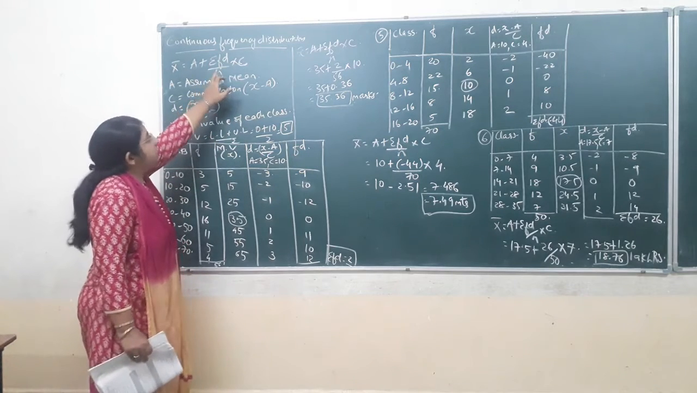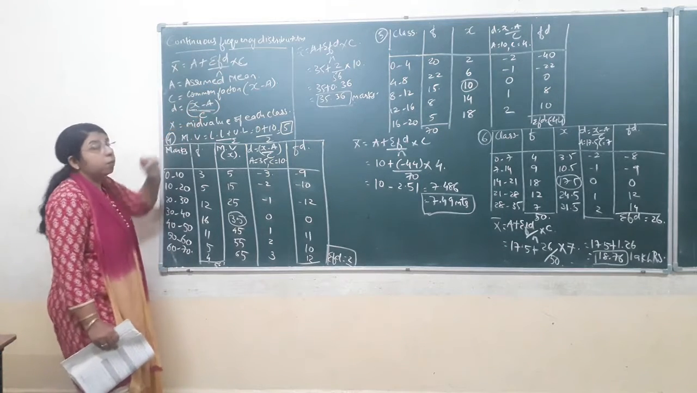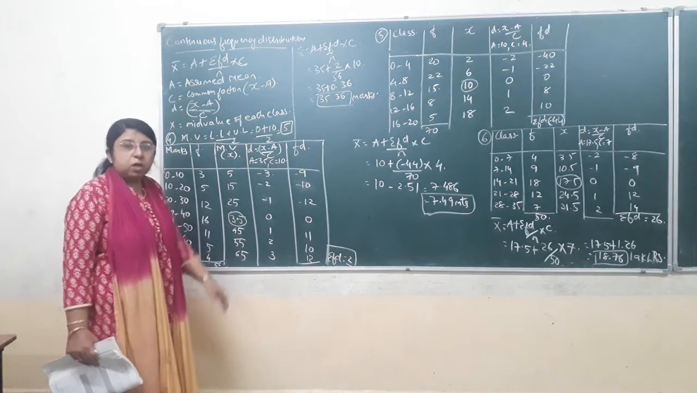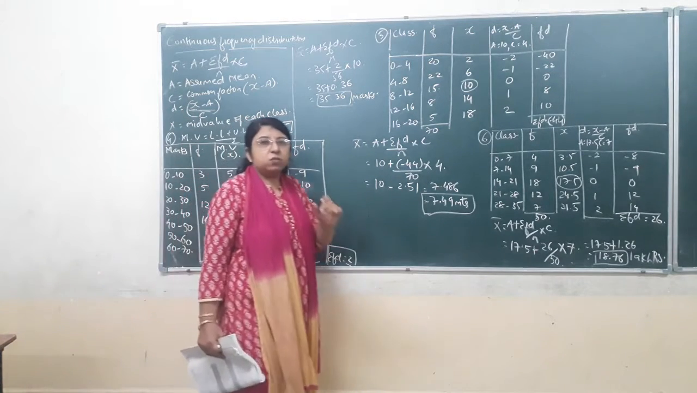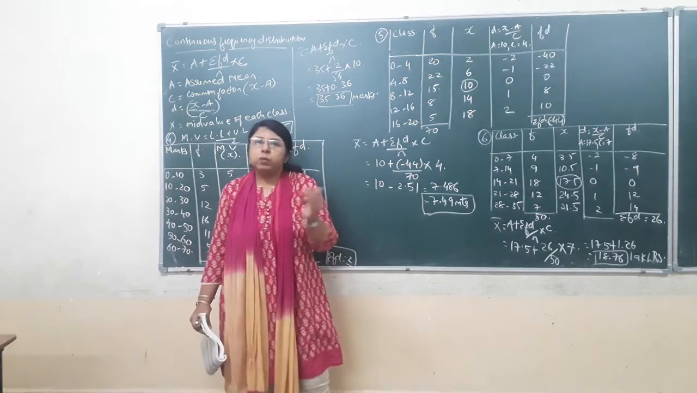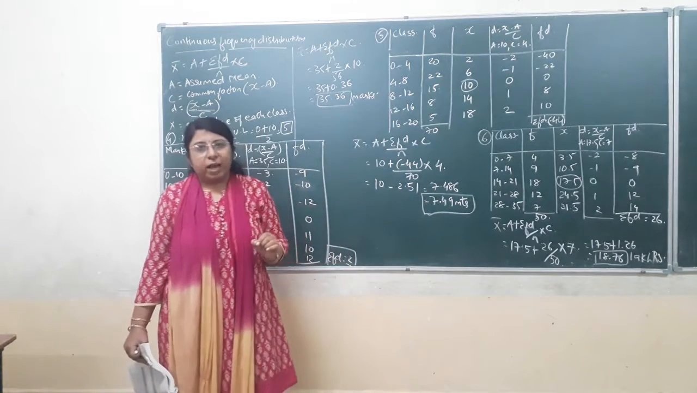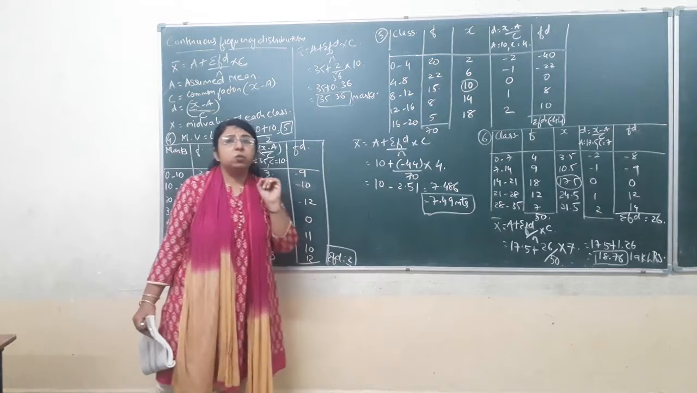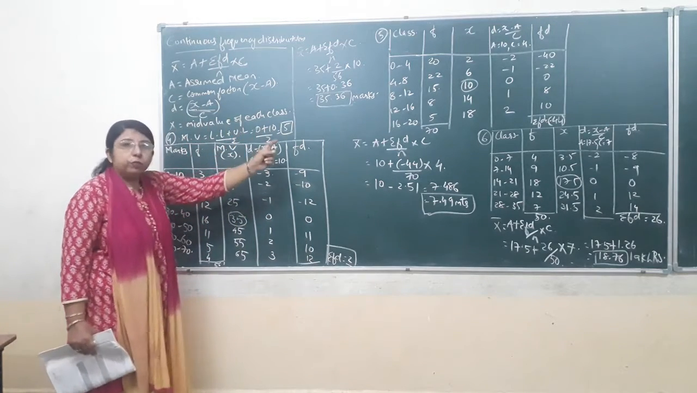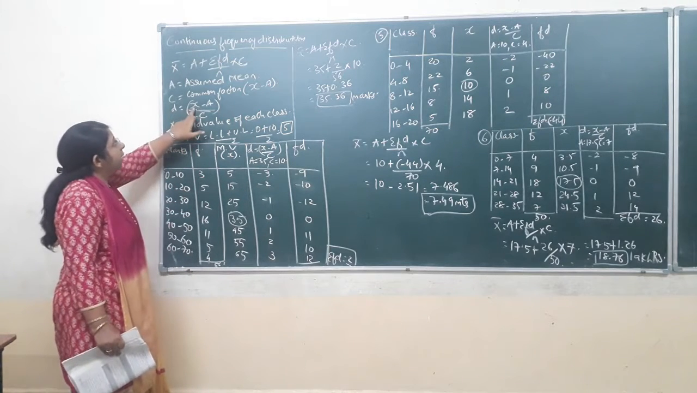F means frequency and D means what? D means x minus A upon C. Now x is what? x is the mid value of each class. In each sum of continuous frequency distribution, classes will be given to you, suppose 0 to 10, 10 to 20, 20 to 30 and so on. Of each and every class, you have to find the mid value, and that mid value is denoted as x. And D means deviation.